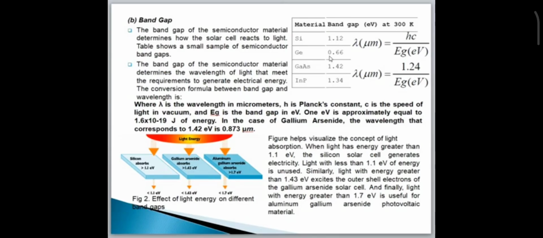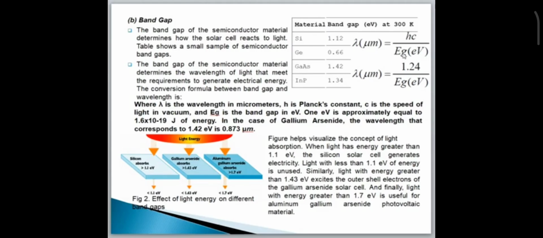Germanium material has a band gap of 0.66 electron volt, gallium arsenide has a band gap of 1.42 electron volt, and indium phosphide has a band gap of 1.34 electron volt at 300 Kelvin. The band gap of a semiconductor material determines the wavelength of light that meets the requirement to generate electrical energy. The conversion formula between the band gap and the wavelength is this one.